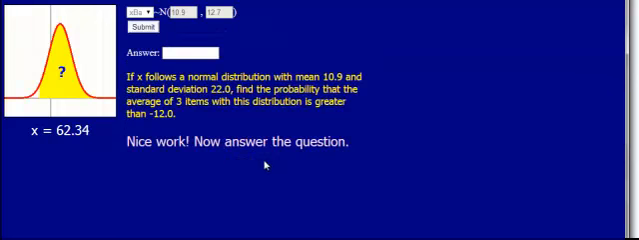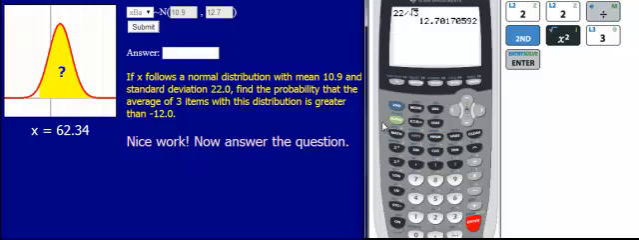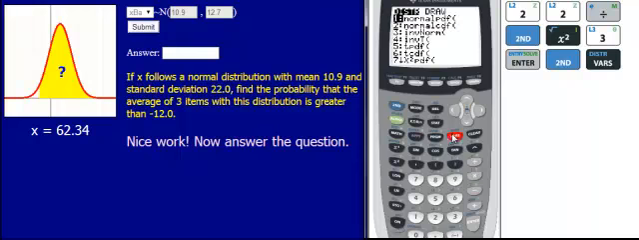Now answer the question. So we want the probability that the average of 3 items is greater than negative 12.0. So to find a probability with the normal distribution, I can use my calculator again. So I'm going to go to second, distribution, and then normal CDF. I hit enter.